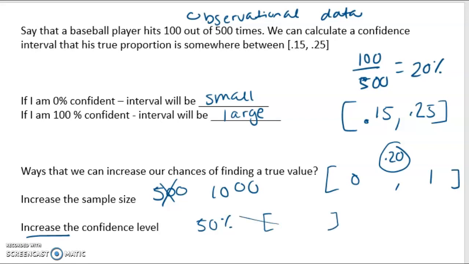My true parameter is somewhere around here. But if I want to be even more confident, let's say I want to be 75% confident, then my range is going to get bigger, and I'm going to be even more confident that my true value or my true parameter is inside that margin.